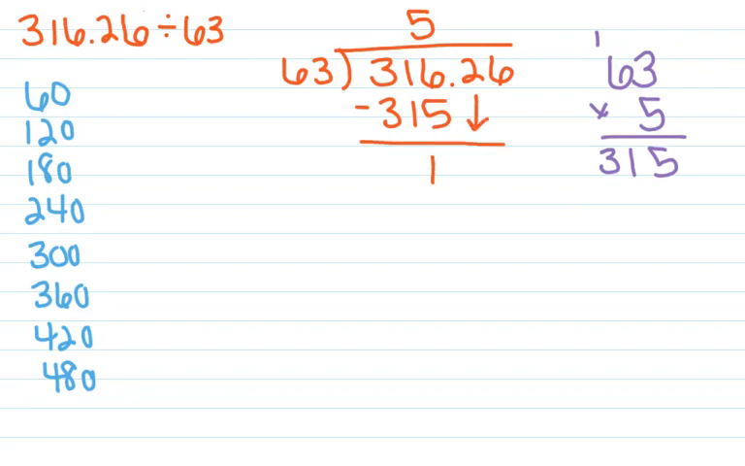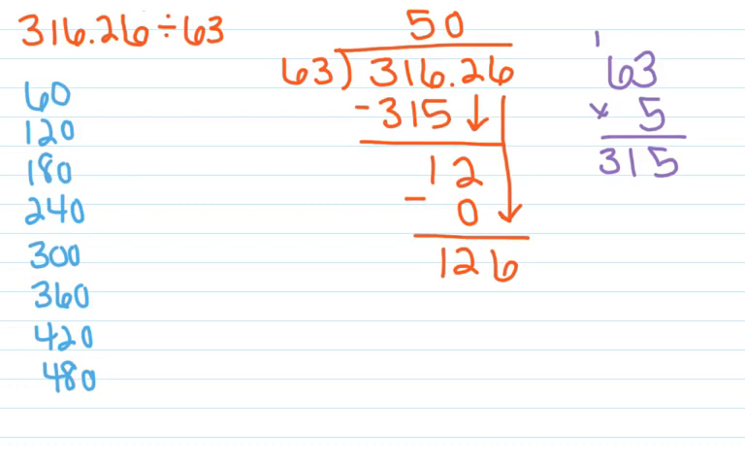Now I bring down the 2 and I see that 63 does not go into 12, so it goes in 0 times. And 0 times 63 is 0. Remember, that's an important step. You still have to do that. And 12 minus 0 is 12. I bring down the 6 now.